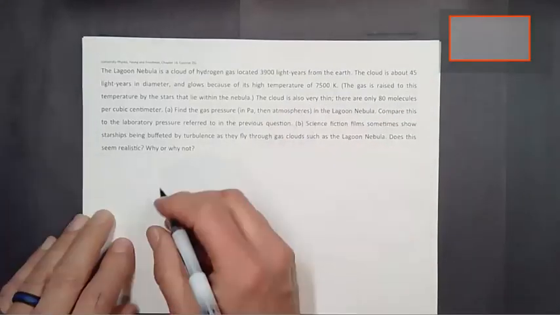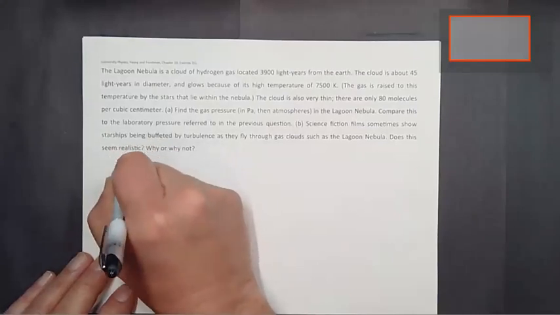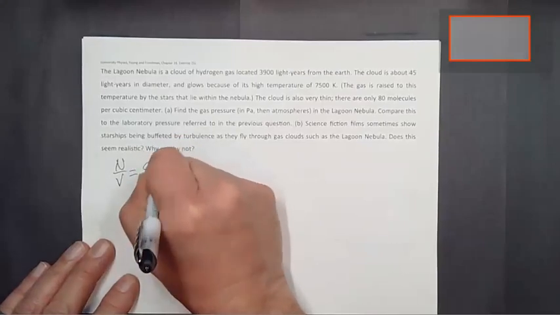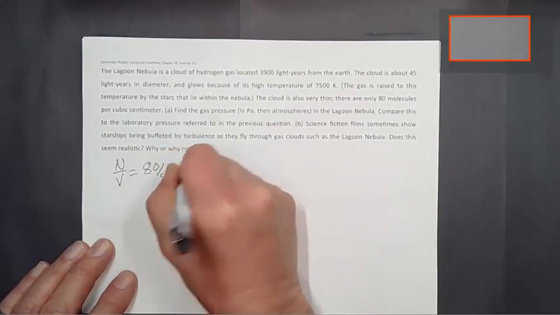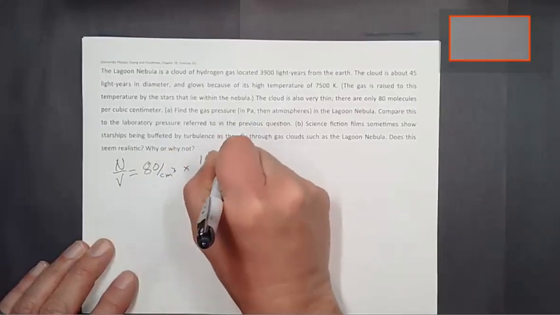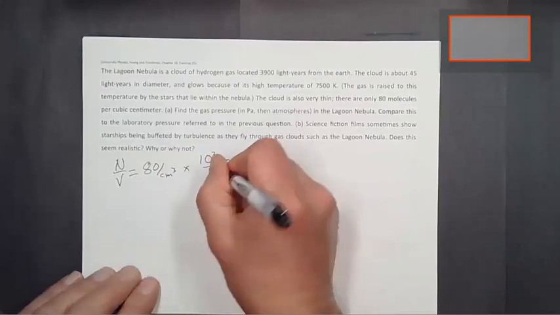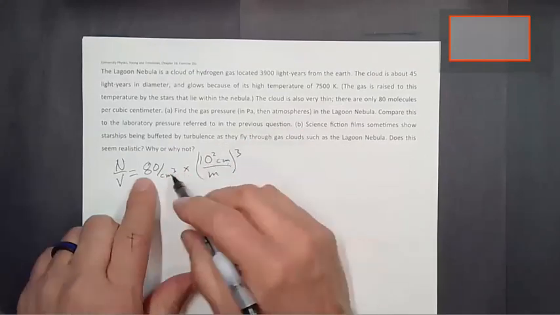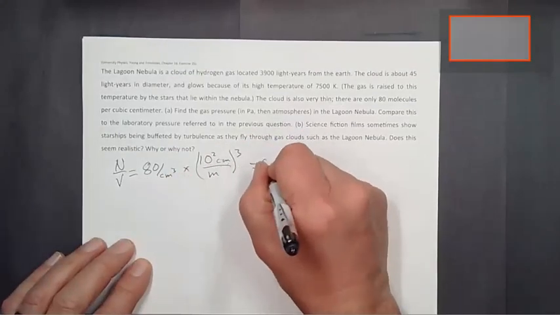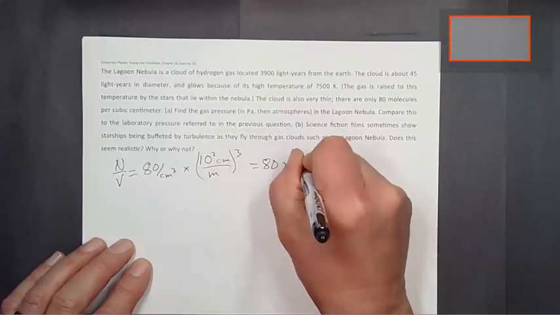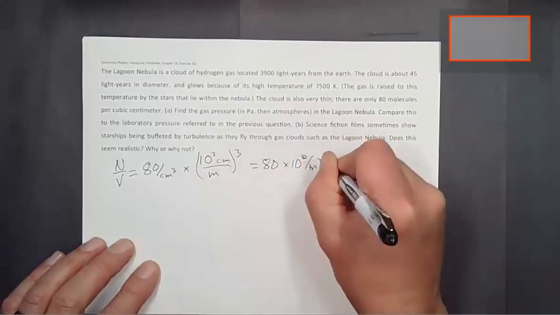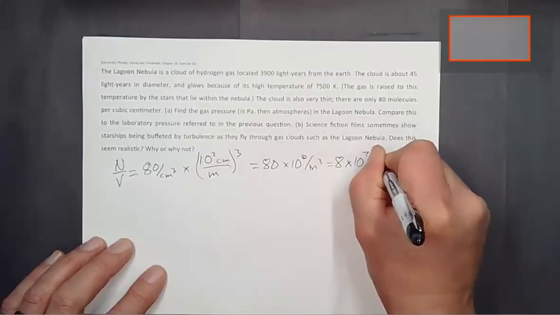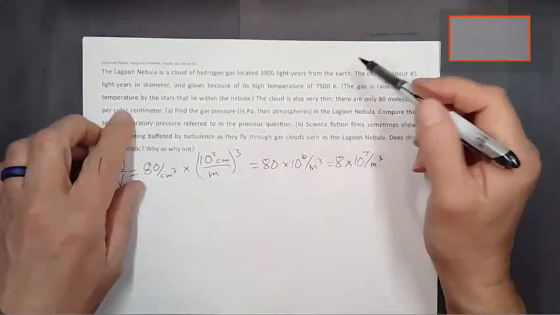Okay. However, the N over V here is going to be 80 per centimeter cubed. And if I multiply that by 10 squared centimeters per meter, cubed, I'd have 80 times 10 to the 6th per cubic meter, which is 8 times 10 to the 7th per cubic meter. So that's what we have here.